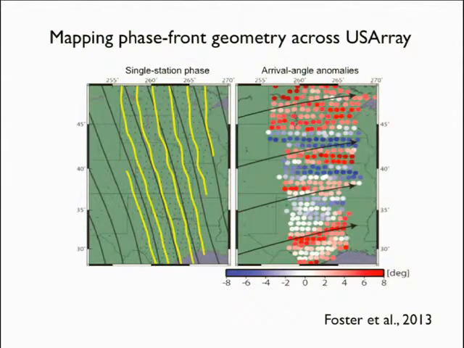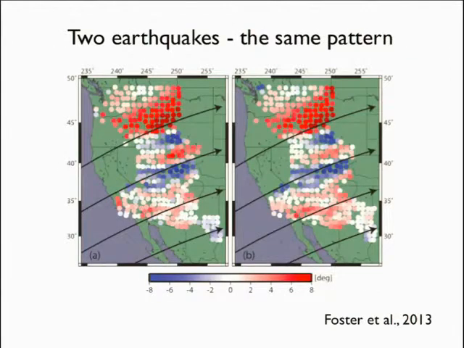So on the left-hand side, you see the representation of the wavefronts. On the right-hand side, color-coded at each station, is the center of a mini-array where we have an arrival angle anomaly. The red ones are clockwise, blue ones are counterclockwise anomalies. You can see these streaks, which represent perturbations in the wavefronts as they traverse the array. The interesting thing with this is that these patterns are reproducible. Here are two events in the same location, and measuring the same kind of mini-array measurements of arrival angle anomaly, we see the same patterns. So that's good. It shows that those things are robust.